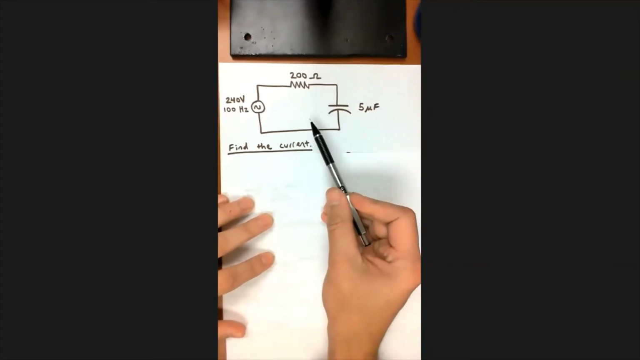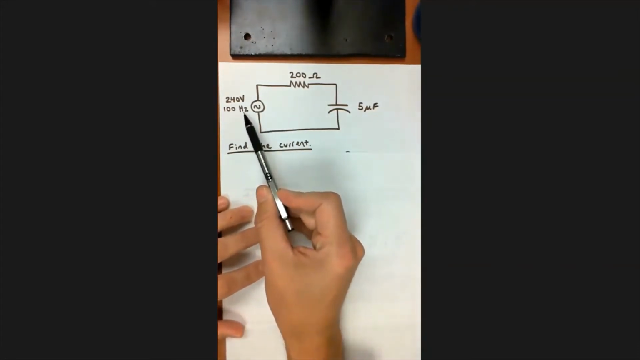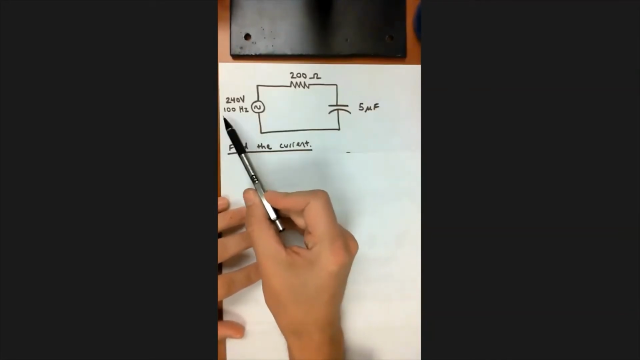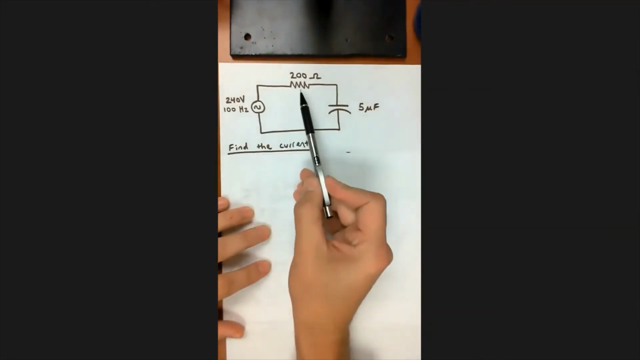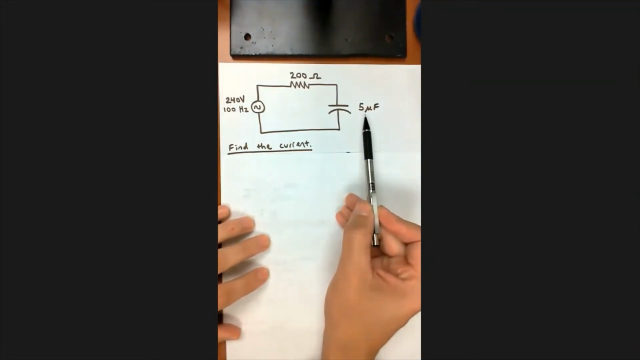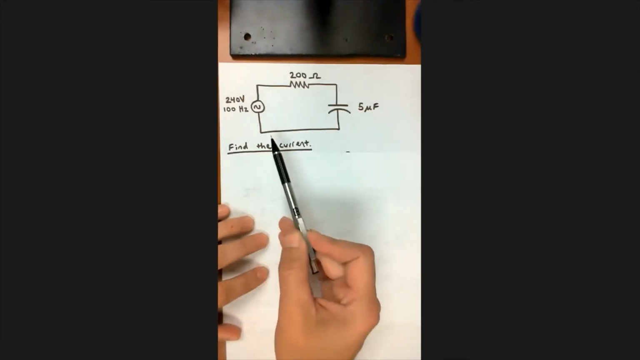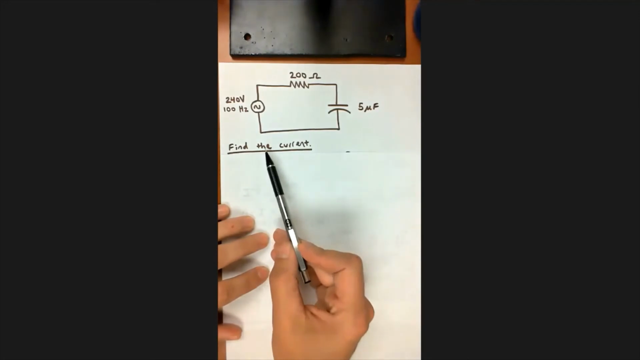I think it might be useful to end with an example here. So here is a simple AC circuit. We've got a voltage source that is 240 volts at 100 hertz. That's kind of a weird frequency, but whatever, we can deal with it. And we've got a resistance that is 200 ohms, and a capacitor that is 5 microfarads. We want to find the current flowing through this circuit. Obviously it's going to be AC current, but let's find what that AC current is.